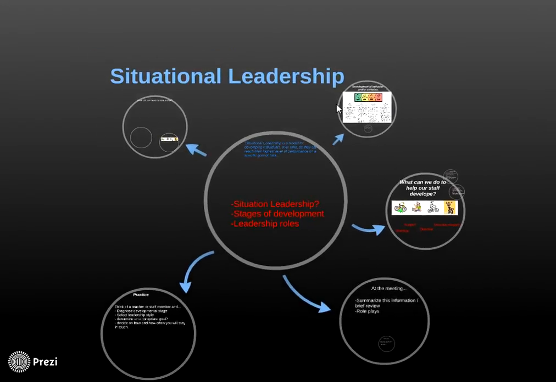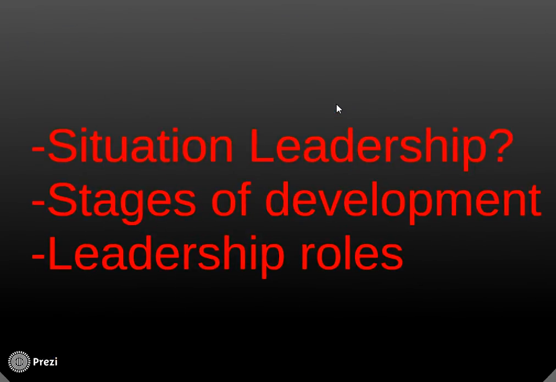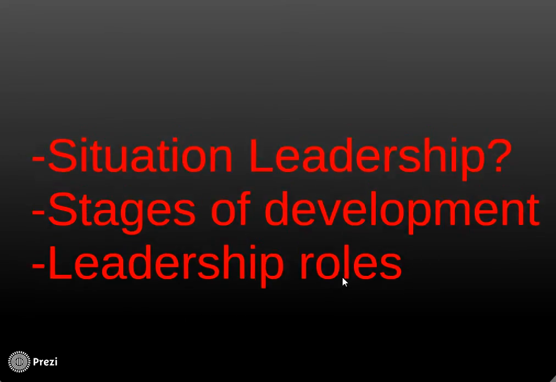Let me go over what I'll be covering today. I'll briefly go over what situational leadership is, and then move on to stages of development. Each time someone starts a new task or sets a new goal, they go through very distinct stages of development, and we'll talk about that and how that leads into the leadership roles we can take to help them go from the first stage to the final stage, essentially going from beginner to expert.